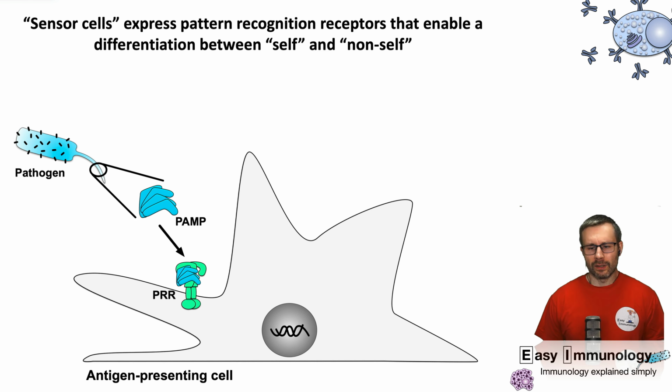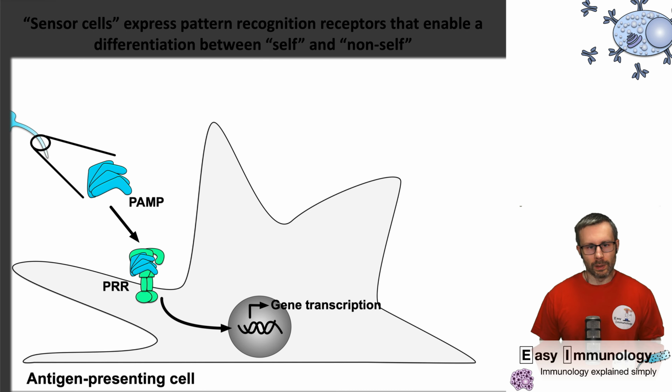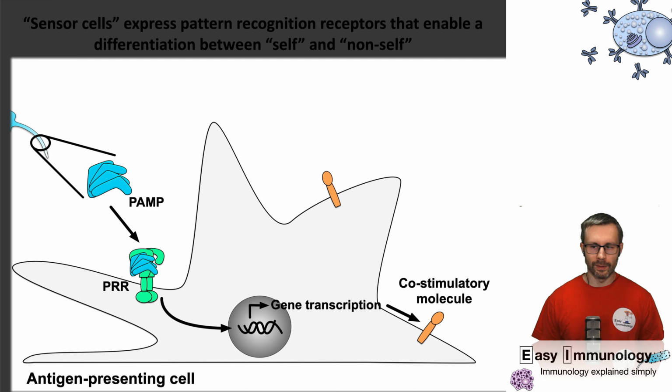So if now such an antigen-presenting cell recognizes a pathogen via its pattern recognition receptors, it transmits an activating signal into the nucleus of that cell, and this results in gene transcription. So there are nice models where you can infect these antigen-presenting cells with viruses, and of the 22,000 different genes in our genome, up to 8,000 are differentially regulated in virus-infected cells. So they turn on and turn off a lot of different genes. So they start making a lot of different stuff.